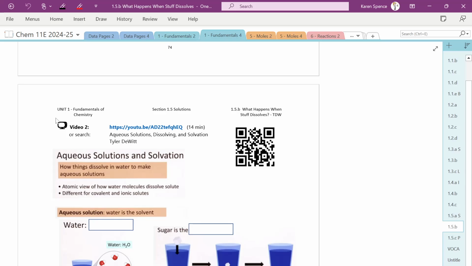Solvation is the process. Solvated means it has been.